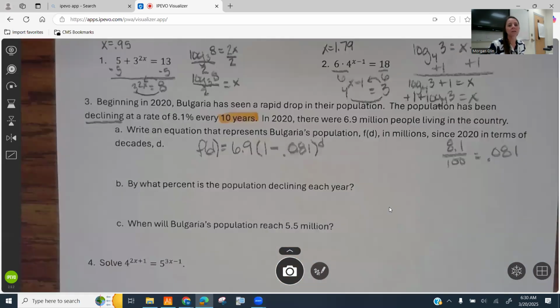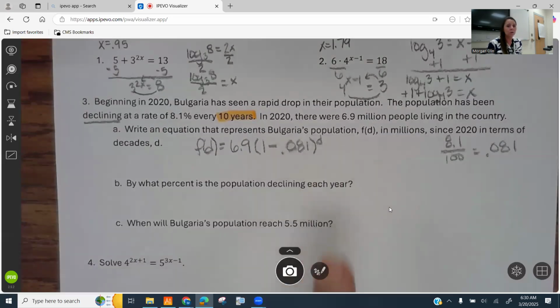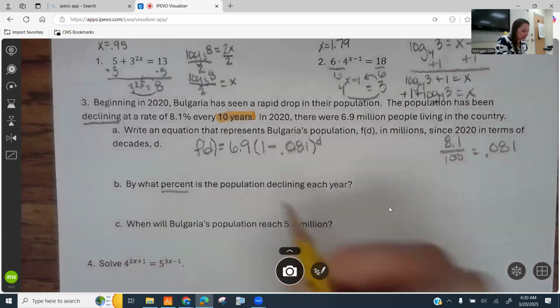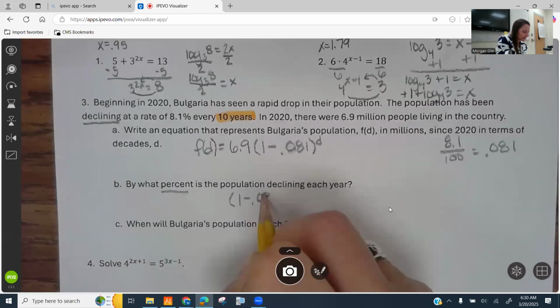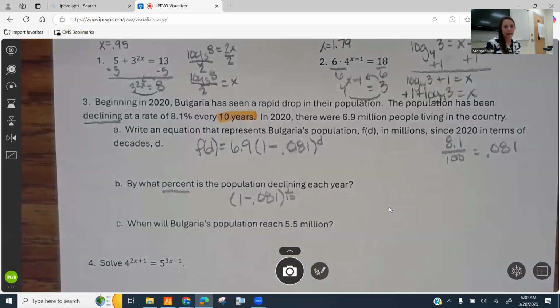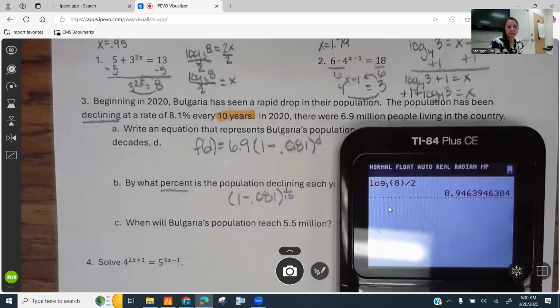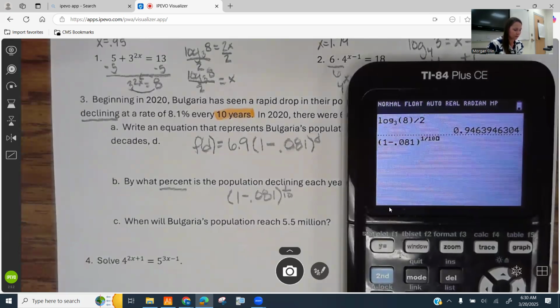Okay, by what percent is the population declining each year? Well, remember this is a decade. We want to know by each year. So let's think about this for a second. If I take this thing right here, and it's 1 out of 10 years, so it's 1/10 of a decade. Now, I'm going to plug this into my calculator. 1 minus 0.081 raised to the 1/10, like that.